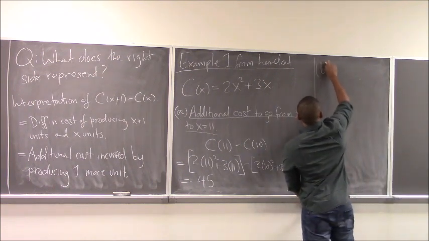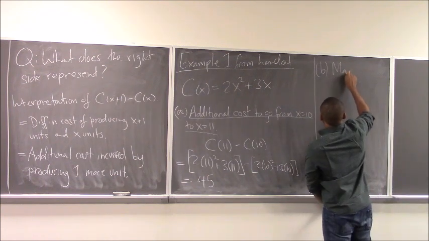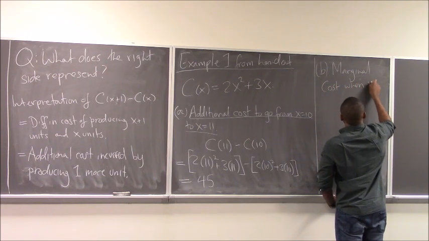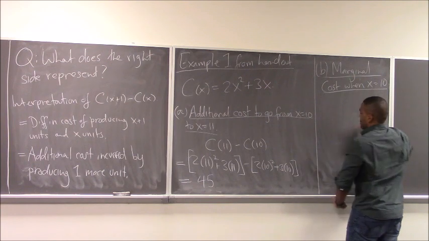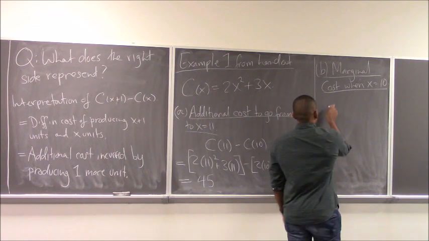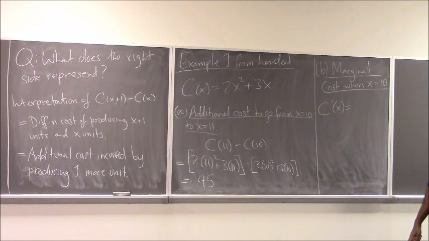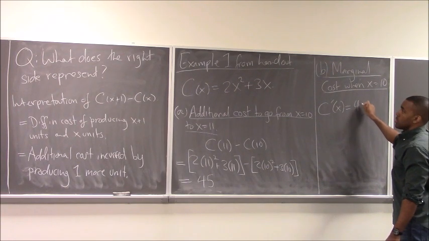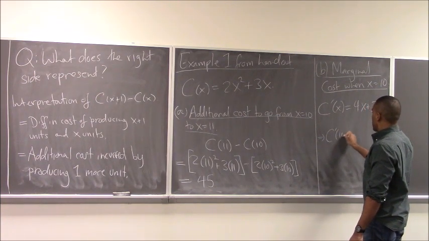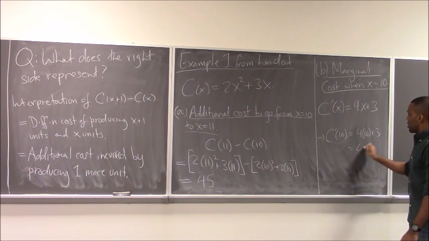Let's look at B though. Now in B we're asked, what is the marginal cost when X is 10? How do you find the marginal cost? You find the derivative, and then we're going to plug in 10. So what does the derivative look like here? 4x plus 3. So we want C prime of 10. That's going to be 4 times 10 plus 3, and that's 43.